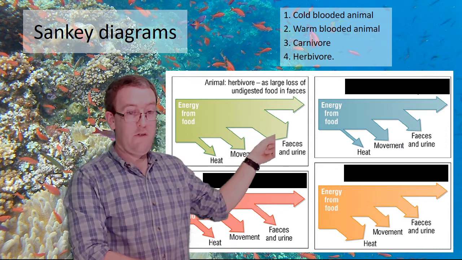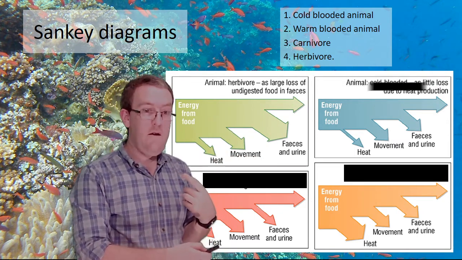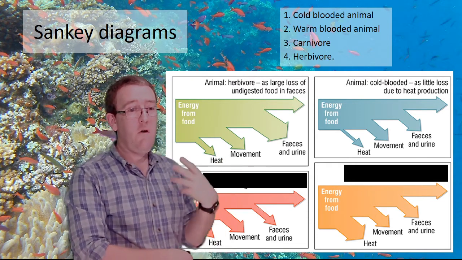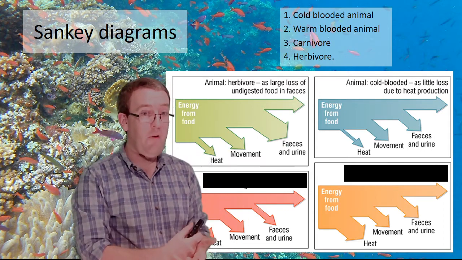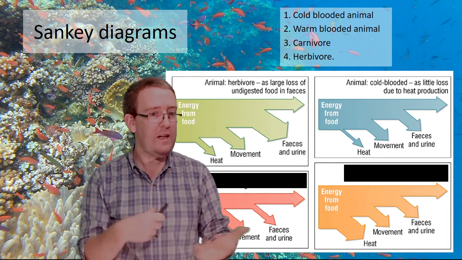If we go over to that one far over the other side, that one is a cold-blooded animal. And your clue there, of course, is that it's got very little heat loss. Now cold-blooded animals are much more efficient than warm-blooded animals. They don't need to take in as much food. They can go for long periods without eating. Think snakes and lizards and things like that.